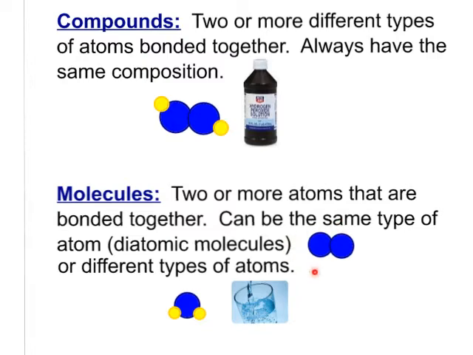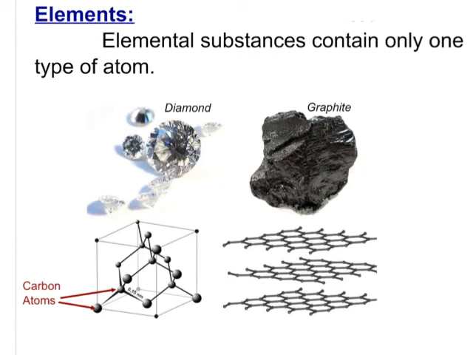So we would not call this a compound because they are the same, two of the same atom bonded together. We have to call that a molecule. But we can call both this and this either a compound or a molecule. The hydrogen peroxide or the water could be either. So just to be clear, compounds always have two or more different types of atoms. Molecules can have two or more atoms bonded together. They can be the same. So then what is an element?